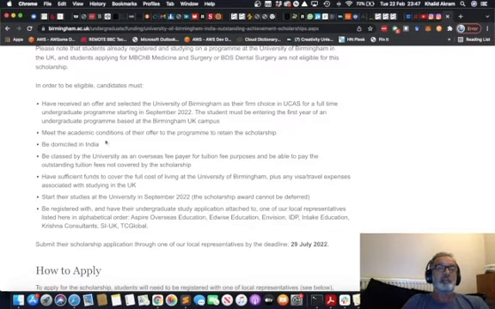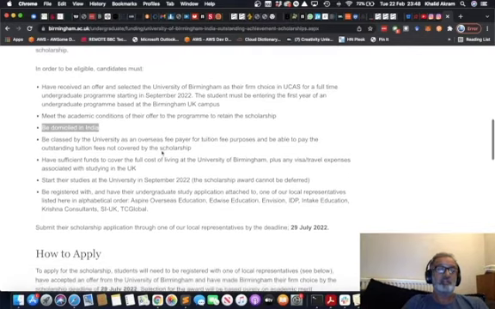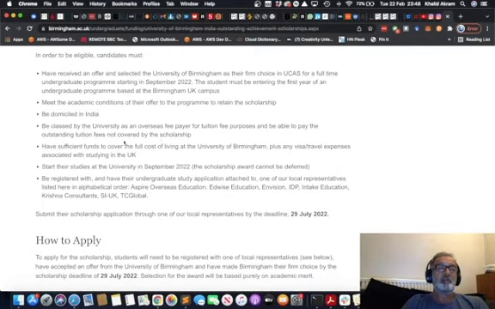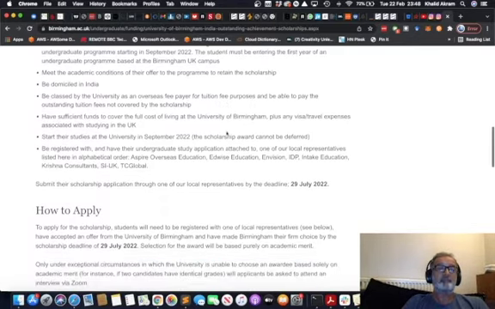What else? Meet the academic conditions of their offer to the program to retain the scholarship. Be domiciled in India, so that means your normal living place is in India, right? This is one of the conditions. Be classed by the university as an overseas fee payer for tuition fee purposes. Have sufficient funds to cover the full cost of living at the University of Birmingham, plus any visa and travel expenses. So you can have a look at these.